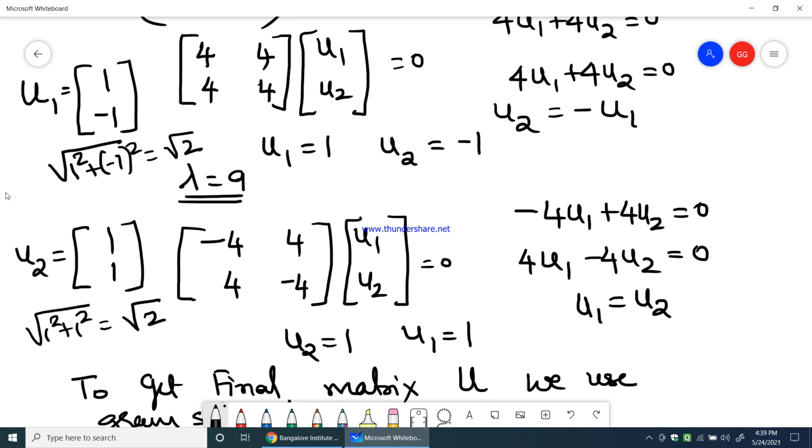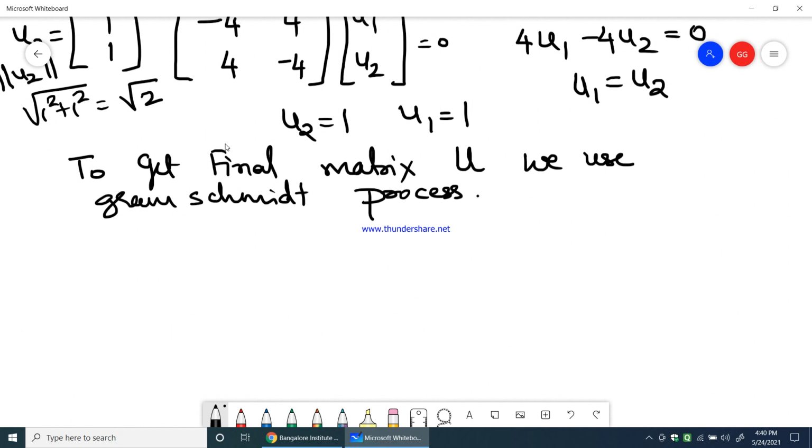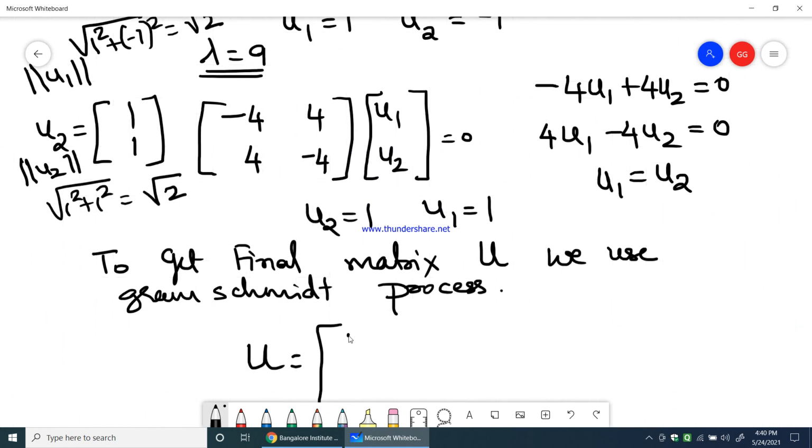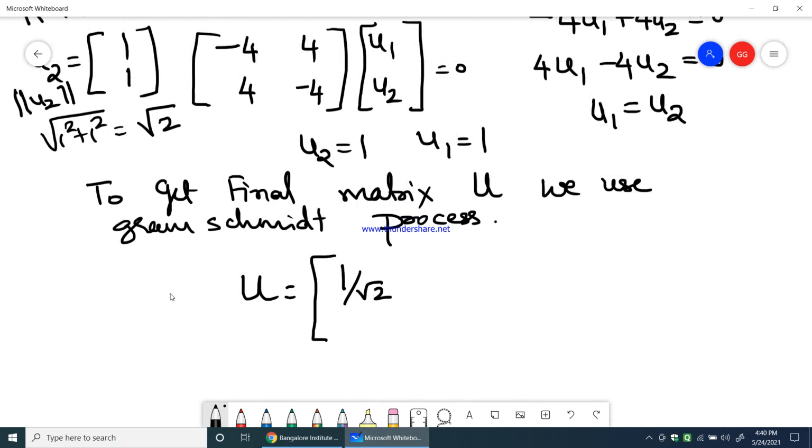It is nothing but the norm of u1 and the norm of u2, which we did now. So you got root 2 and root 2. Therefore, the final matrix U will be equal to, you are going to divide the vectors by this norm. So first vector is 1 and minus 1, so 1 by root 2, then minus 1 by root 2. Second vector is u2, which is 1 and 1. So I will say 1 by root 2 and 1 by root 2.